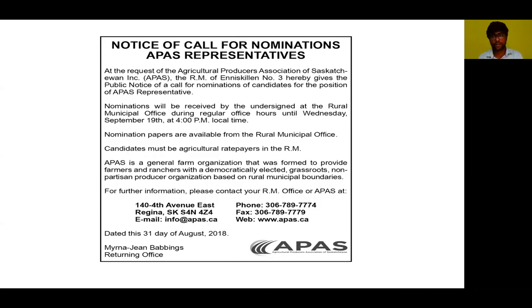So the main thing which we wanted to portray through the notice is that they are calling for nominations of the representatives. They also mentioned that the nomination papers are available from the rural municipal office, and they also specified an instruction that candidates must be agriculture rate payers in the RM, which is rural municipal. At the end, they have given information like phone, fax, or website, and as we have seen in the format of the notice, the name of the issuing authority or the issuing person is given, and the designation of the person is given.